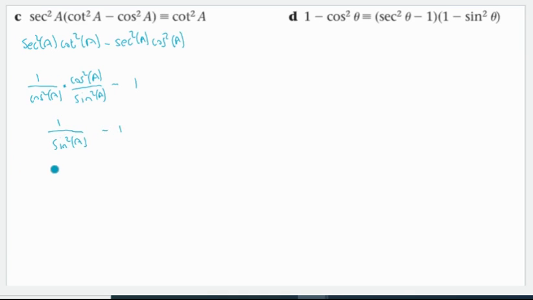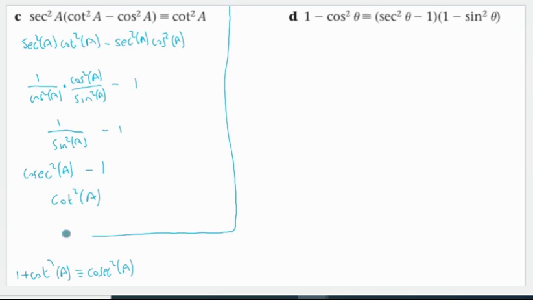minus 1. Well, 1 over sine squared a is cosec squared a, and I subtract 1. I have the identity that 1 plus cot squared a is identical to cosec squared a. And if I subtract 1 from both sides, I'm now left with cosec squared a minus 1 being the same thing as cot squared a. So there we go. That's that one done. Okay, next one I have, let's write in green.